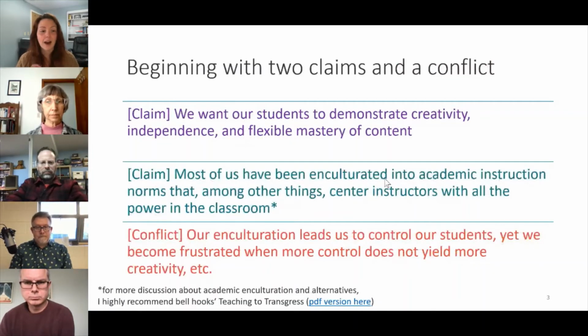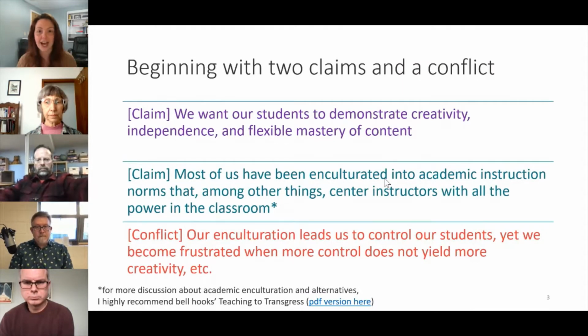The first claim I'm going to make is coming from a traditional American school background and coming up through traditional academic, institutional structures. We hold this idea that we want our students to demonstrate creativity, independence, and mastery of the content that we're teaching them. So that's what we want students coming out of our classes to have.